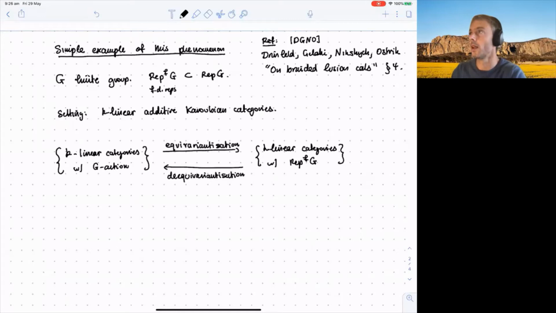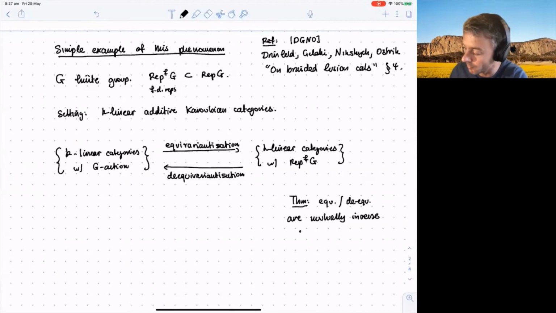And the theorem is that equivariantization and de-equivariantization are mutually inverse equivalences. If you want to be fancy, it's of two categories. But there's a canonical procedure from starting with the G action to produce a Rep G module, and starting with the Rep G module to produce a category with G action, and these are inverse equivalences.